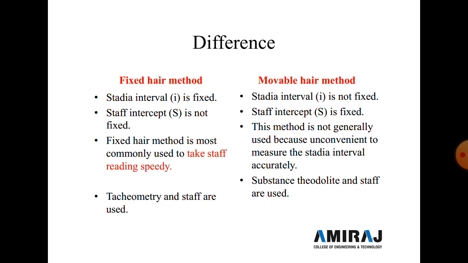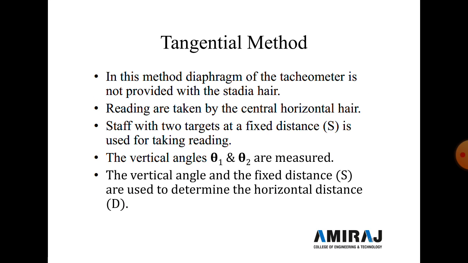Now the fixed hair method is most commonly used to take the staff reading speedily, and the movable hair method is not generally used because of the inconvenient, inaccurate measurement of the stadia interval, since each and every time we have to adjust the stadia interval. Then the tachometer and staff are used in the fixed hair method, and in the movable hair method the theodolite and staff are used. So these are the main differences between the fixed hair method and the movable hair method.